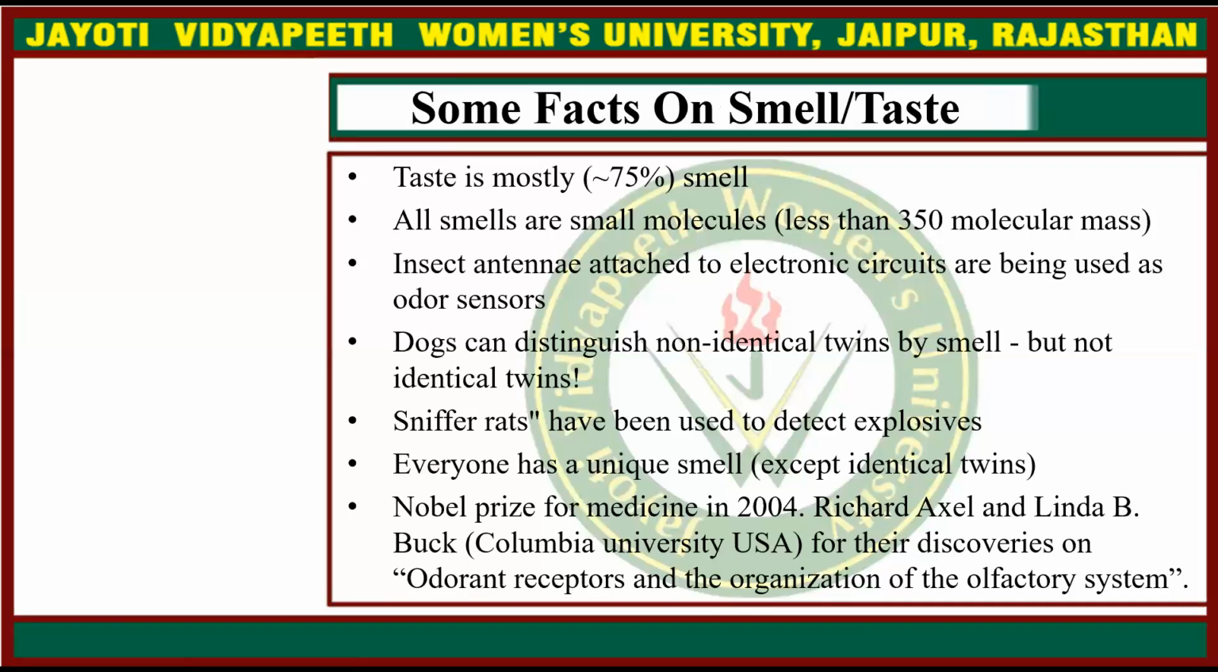Some facts on smell or taste. Taste is mostly, 75%, smell. All smells are small molecules, less than 350 molecular mass. Insect antennae attached to electronic circuits are being used as an odor sensor. Dogs can distinguish non-identical twins by smell, but not identical twins. Sniffer rats have been used to detect explosives. Everyone has a unique smell except identical twins. And the Nobel Prize for Medicine in 2004 went to Richard Axel and Linda B. Buck, Columbia University, USA, for their discoveries on odorant receptors and the organization of the olfactory system.